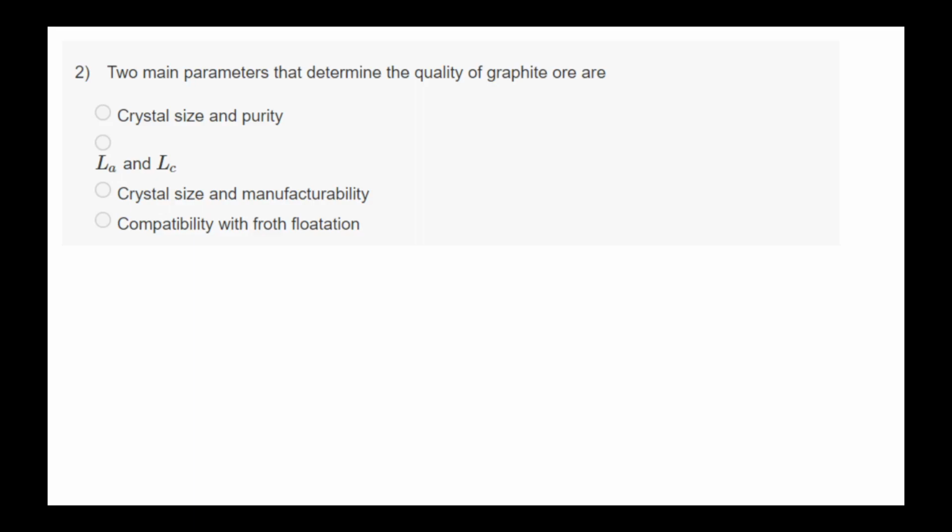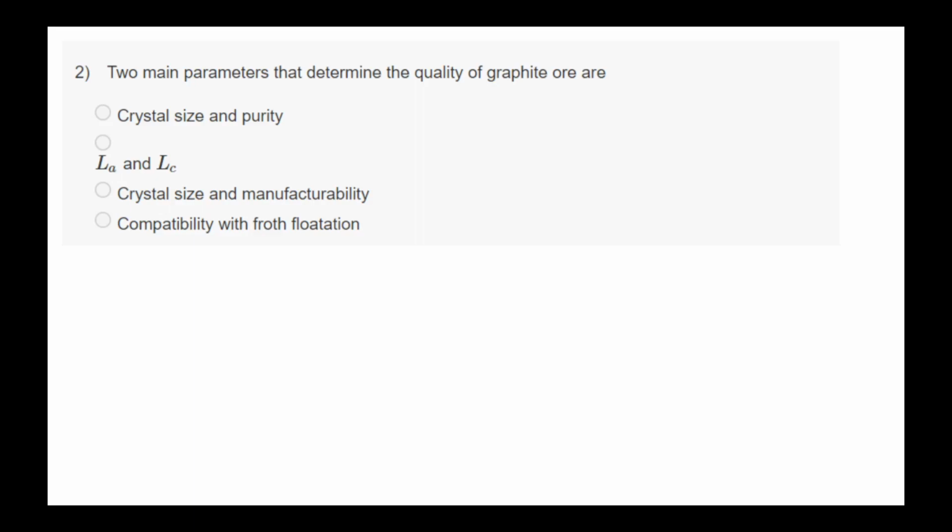If you have heard about the flotation technique, in any subject related to minerals and ore beneficiation, you get to know how a material can be extracted from its ore. There are many steps involved, and in those steps, froth flotation is one of the techniques. So, compatibility with froth flotation.